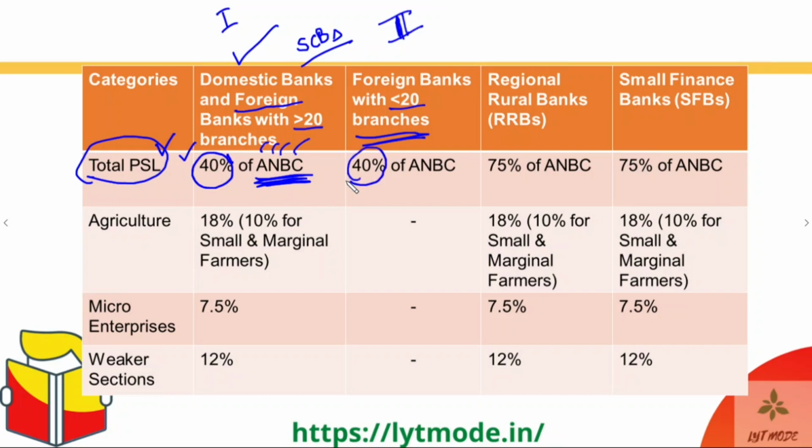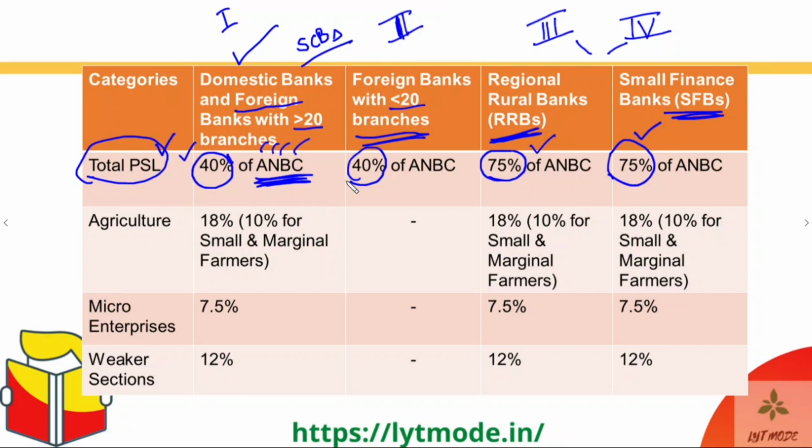Coming on to the other categories, category 3 and 4, which I think we can place together because that will be much easier for you to understand. So categories 3 and 4 can be put together. They are the RRBs, or the regional rural banks, and the SFBs, that is the small finance banks. Okay, and both of them actually need to give 75% of their ANBCs. That's a really high number. 75% of their adjusted net bank credits to the PSL sectors.